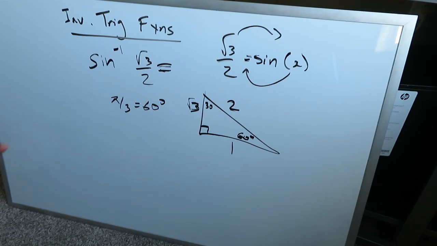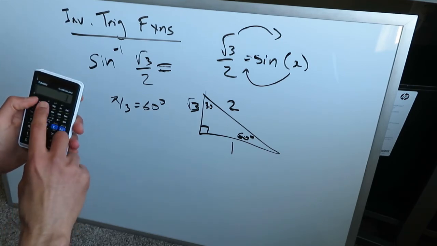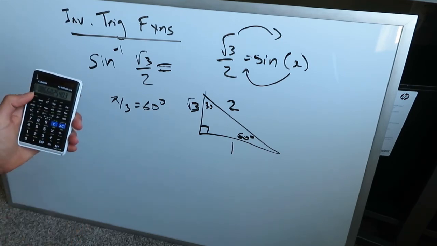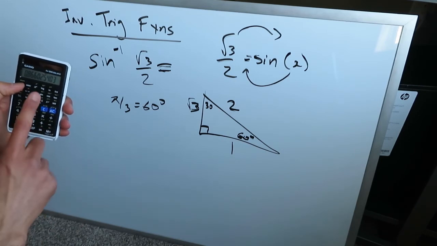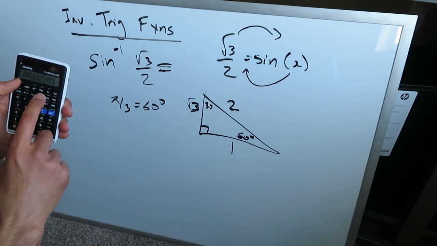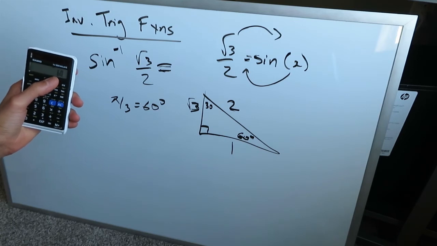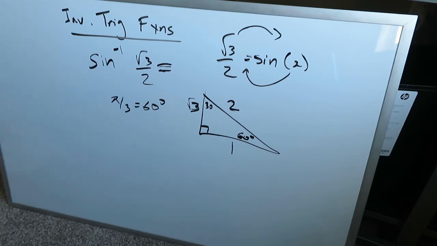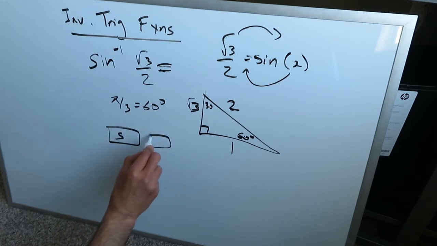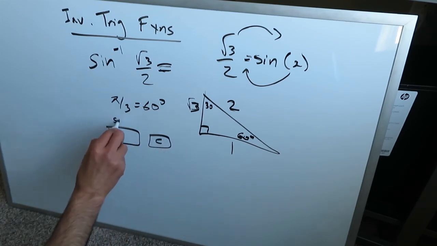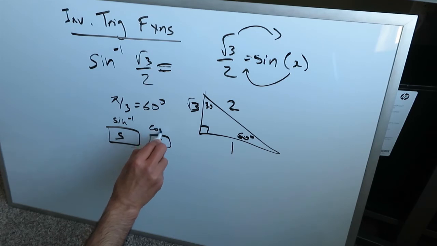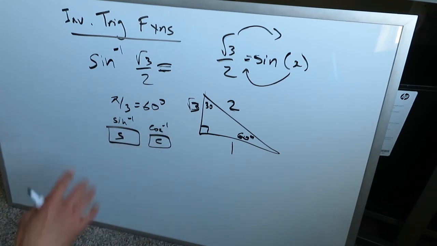You can do this on the calculator, right over here. Write root 3, divided by 2. Hit the inverse sine function, the shift and then the sine button. I get 60 degrees. Okay, so you're looking at these functions on your calculator. You've got your sine, cosine, and tangent. You're looking at this right here: sine minus 1, cosine minus 1, tangent minus 1, the inverse sine, the arcsine, the arccosine. That's how you're going to see your questions.